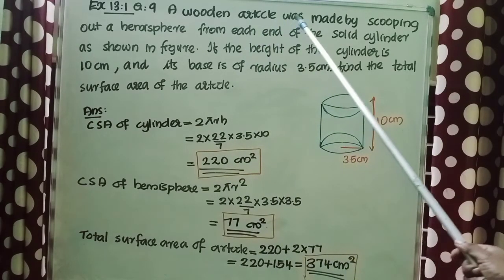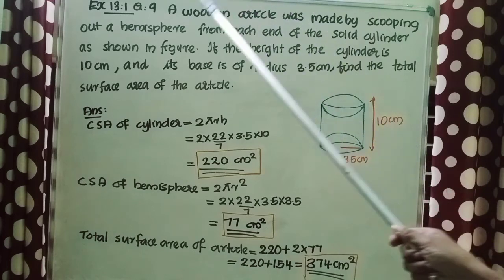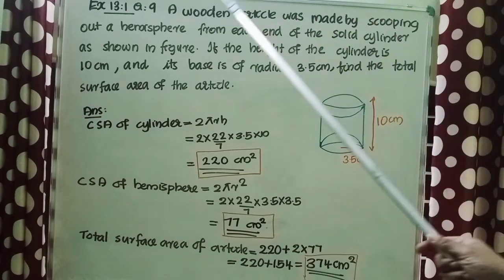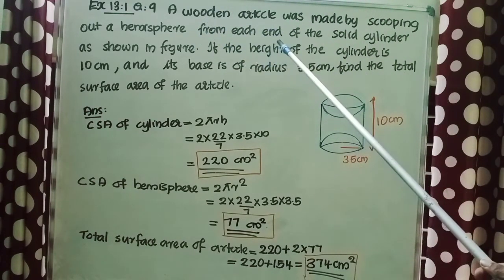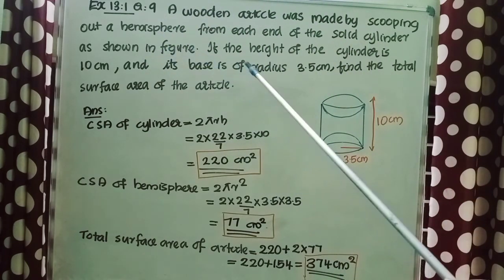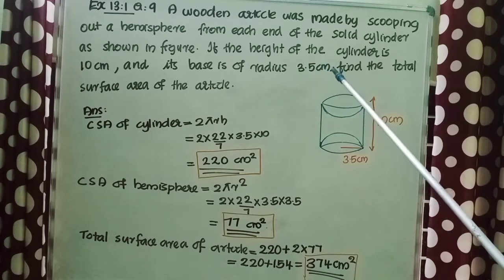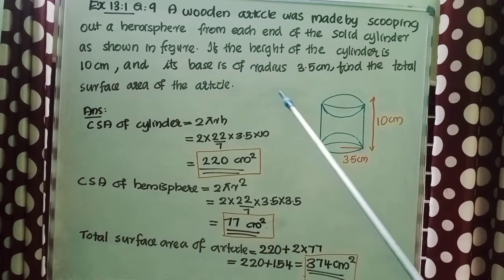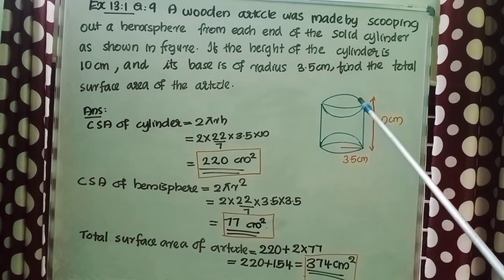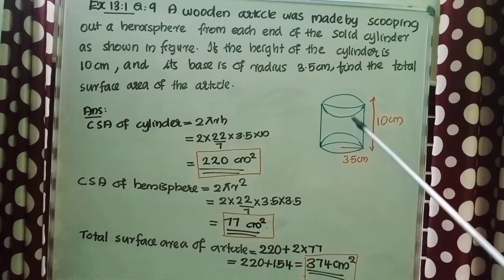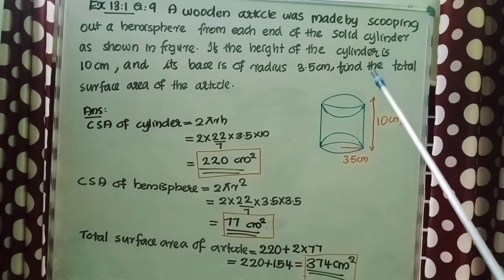A wooden article was made by scooping out a hemisphere from each end of the solid cylinder as shown in figure. If the height of the cylinder is 10 centimeter and its base is of radius 3.5 centimeter, find the total surface area of the article. So here is given the figure of the article. It is a cylinder and two hemispheres are scooped out from each end.